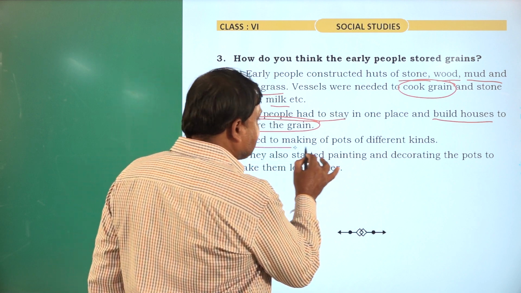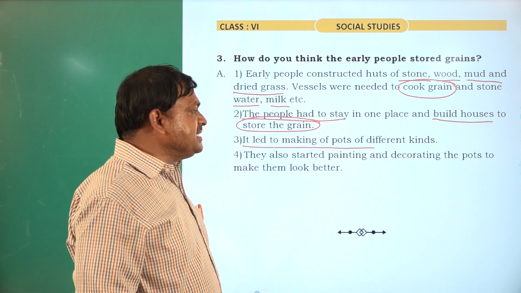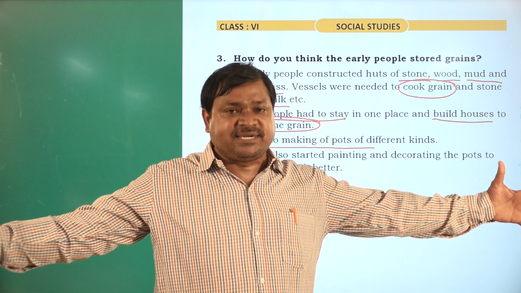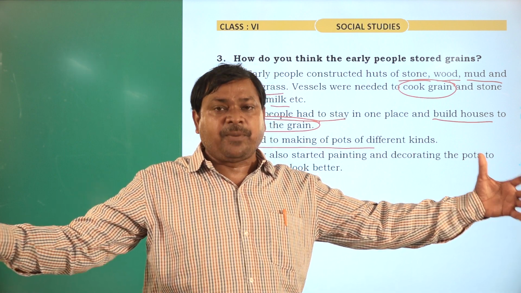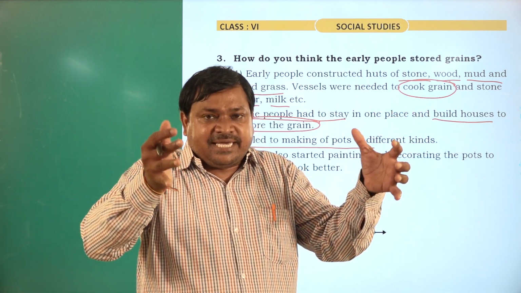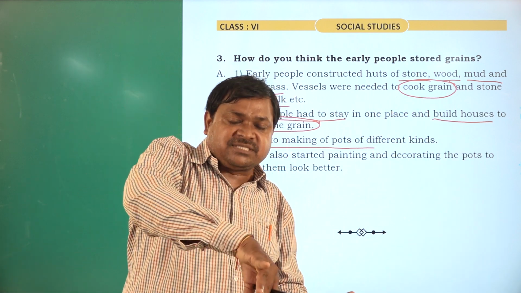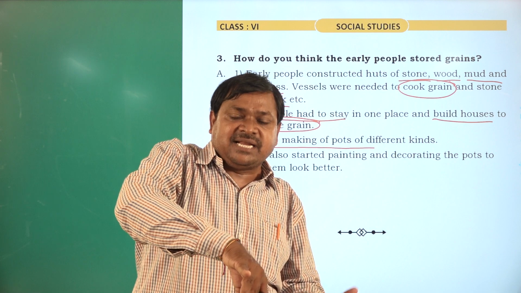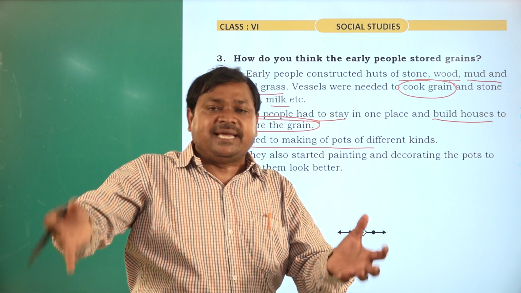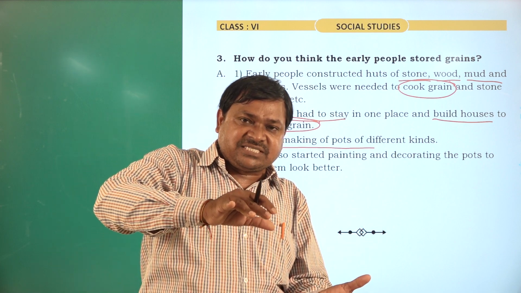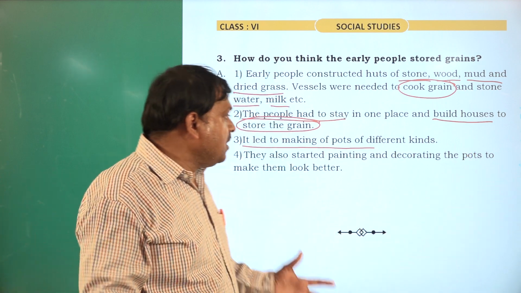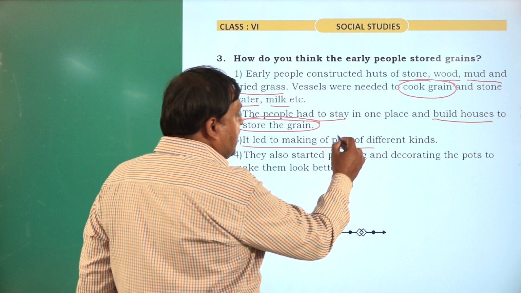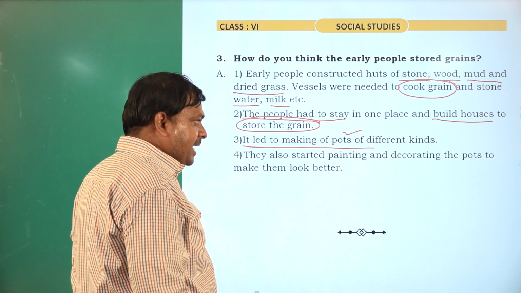One more important thing is that they utilized different types of pots, big pots made by the potter. Sometimes they poured grains like paddy and wheat and stored them in the big pots. That was also one of the important storage places.